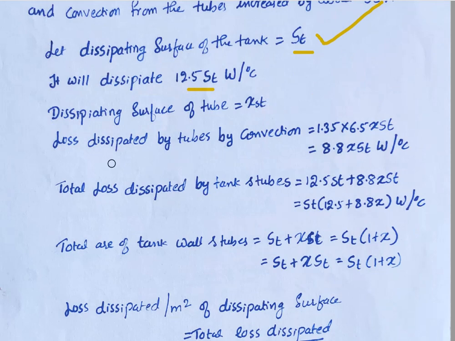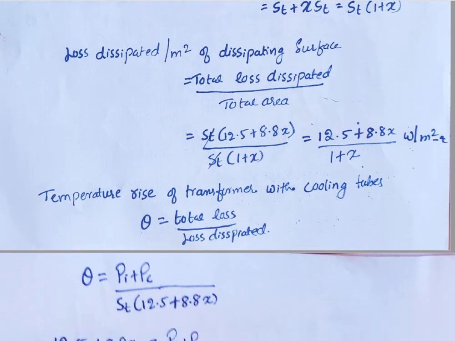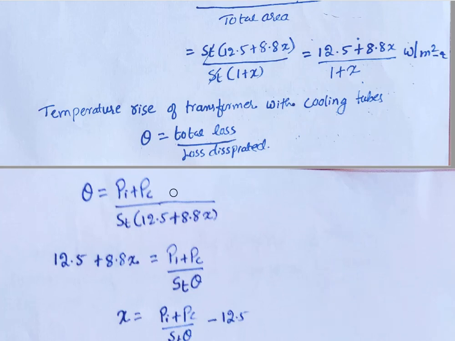The loss dissipated by the tubes by convection is 1.35 times, since usually we take 35% more than that. The total loss dissipated by the tank and tubes is the surface area of the tank into 12.5 plus 8.5 x. This we saw yesterday. Finally, the temperature rise theta equals the losses, Pi plus Pc, the iron losses and copper losses. The loss dissipated is given as the surface area of the tank into 12.5 plus 8.8x. 12.5 is due to the convection and the radiation, and 8.8x is due to the 35% more than the convection.